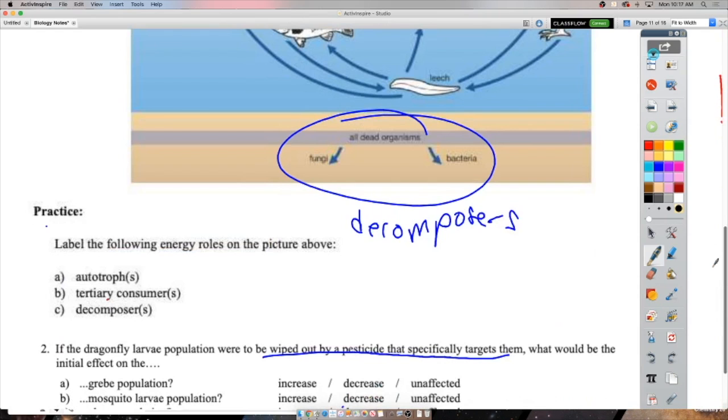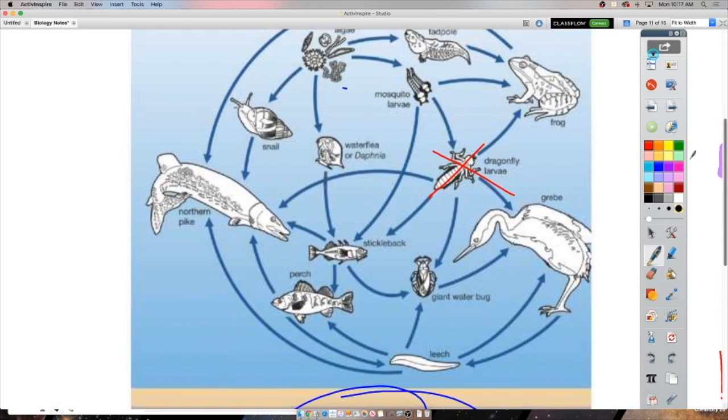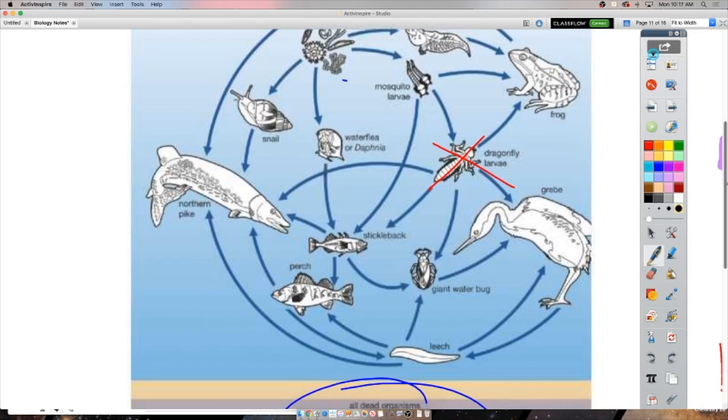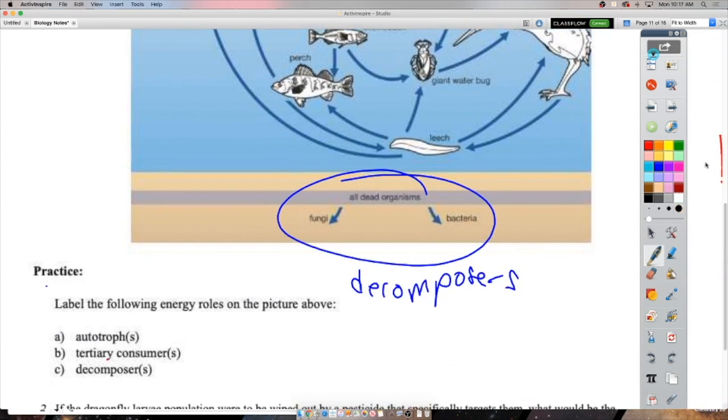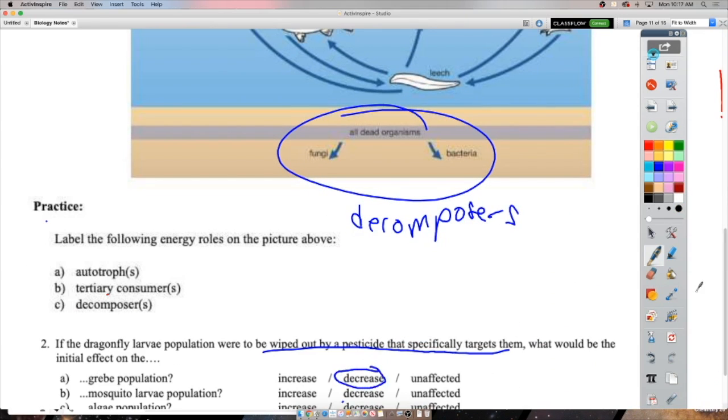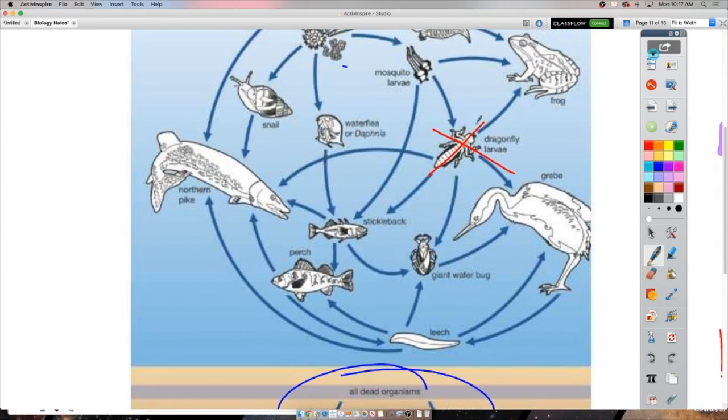Well, it asks, first of all, what's going to happen to the grebe population, right? These birds here. Well, what did they just lose? They just lost a food source, right? So if there's less food for these guys, then a lower population of them will be able to be supported. So that would cause their population to decrease, like we saw in the predator prey, right? That's what it is. It's a predator losing some prey, so its population is going to drop.